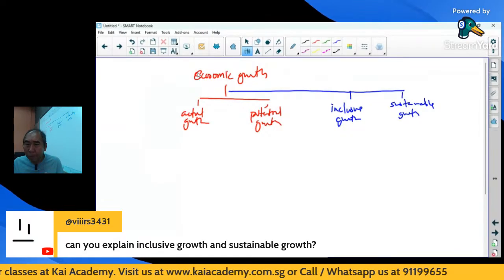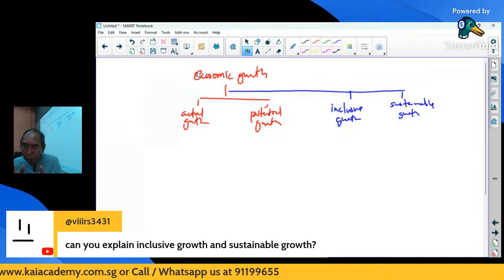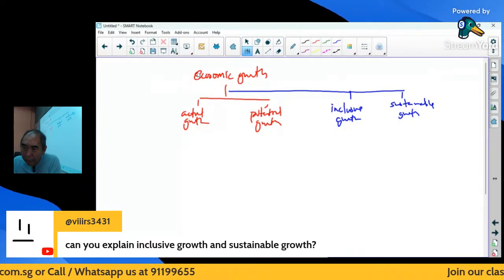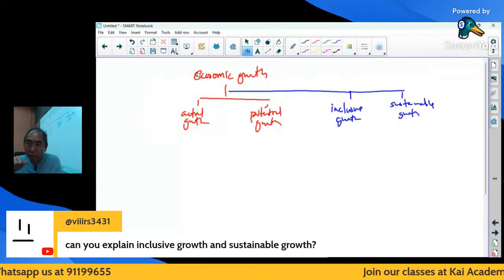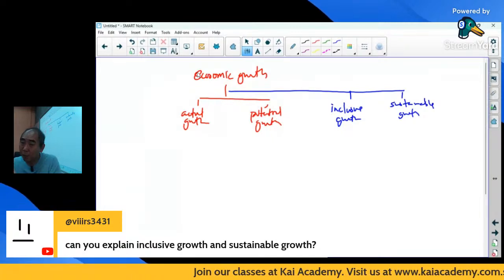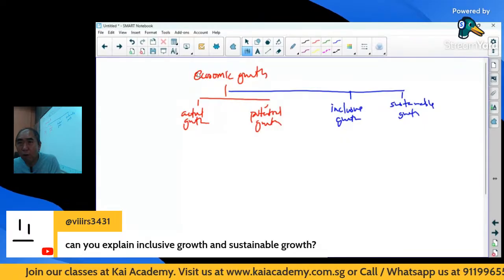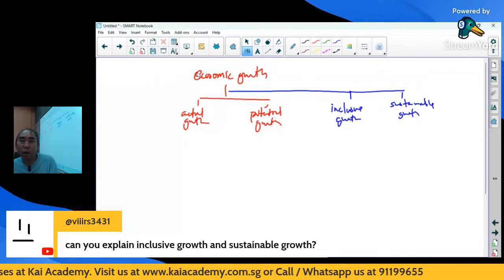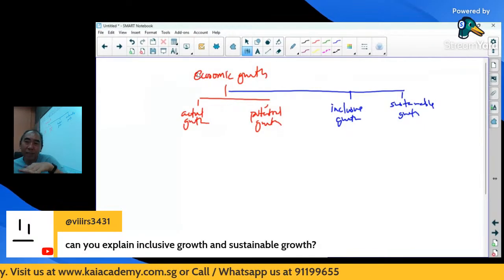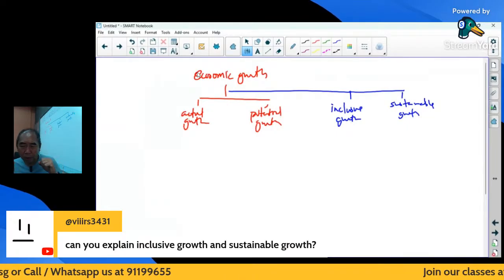So generally speaking, inclusive growth is about getting actual growth, that means real GDP or real GDP per capita is rising. And then on top of that, you want the Gini coefficient to be falling, or even if it's not falling, then at least it stays low. That would be the general expectation of inclusive growth.